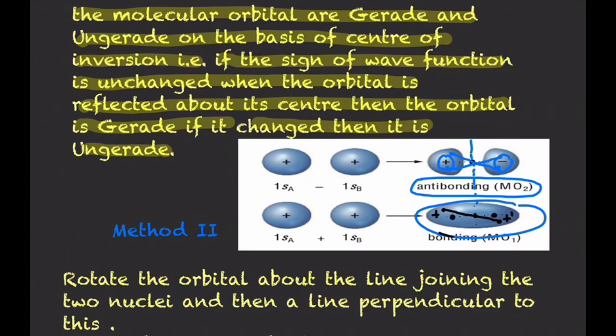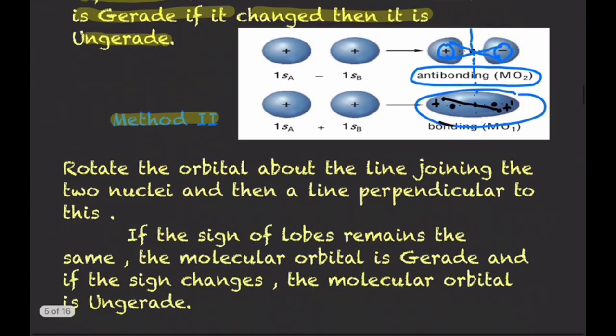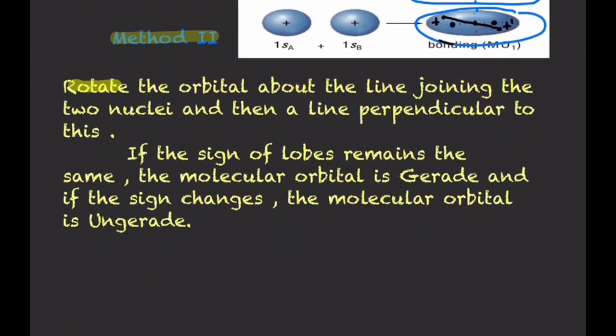So in case of s-s overlapping, or s-s linear combination of atomic orbitals, the sigma anti-bonding molecular orbital is ungerade and the sigma bonding molecular orbital is gerade. This is a very simple method to find whether a molecular orbital is gerade or ungerade. We are going to practice the same thing in case of sigma 2p linear combination, or there is another method which is known as method 2. In method 2, there are 3 steps involved.